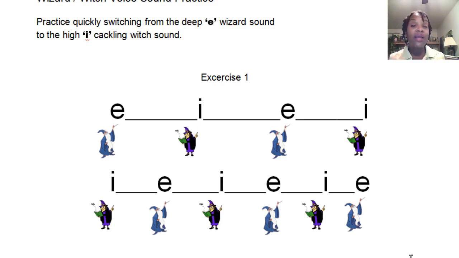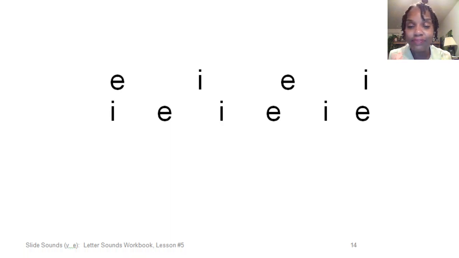So this is what I'm going to do now. I'm going to take away our little witches and wizard helpers, and I'm going to take away the lines. I want to see if you can switch from the wizard to the witch. Okay. Here we go. All right. Let's do it together. Ready? Go. Eh, eh, eh, eh, eh, eh, eh, eh, eh, eh. All right. Now again, if I went a little bit too fast for you, when you get your homework packets, slow it down and go at your own pace. Okay? Good job. All right.